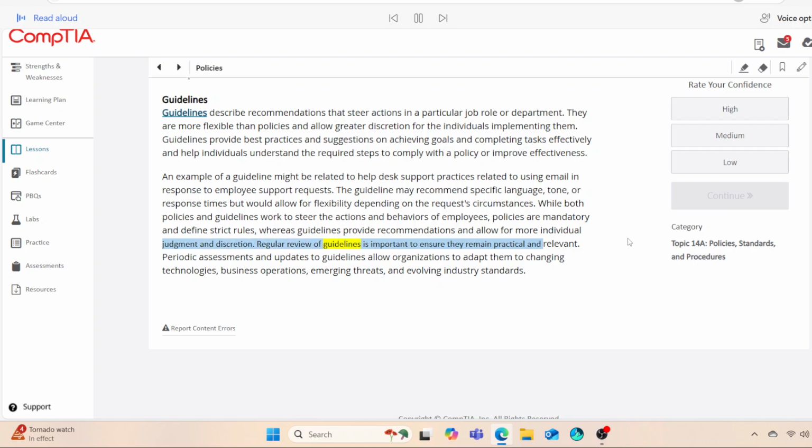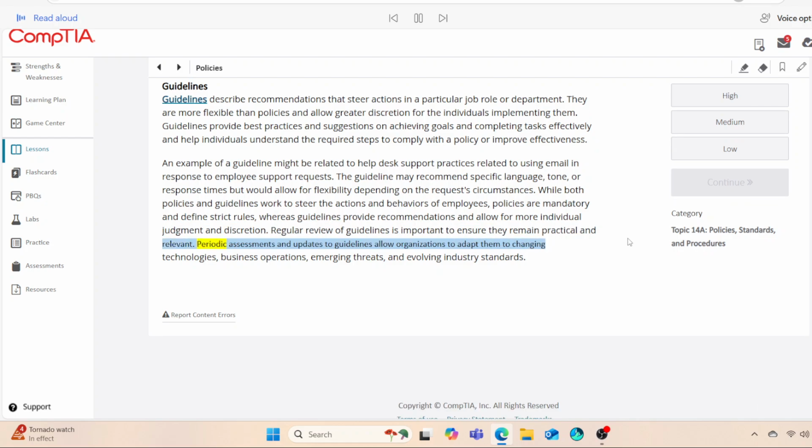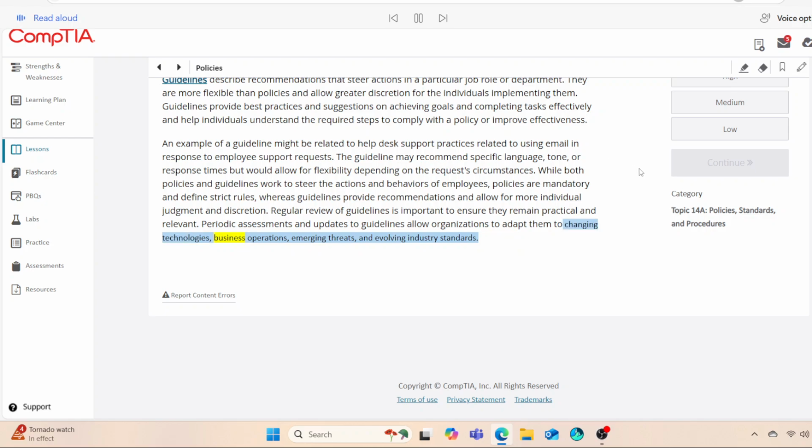Regular review of guidelines is important to ensure they remain practical and relevant. Periodic assessments and updates to guidelines allow organizations to adapt them to changing technologies, business operations, emerging threats, and evolving industry standards.